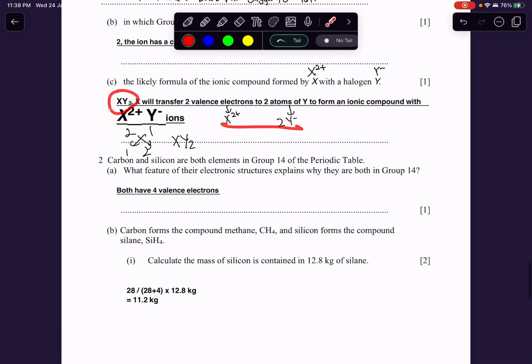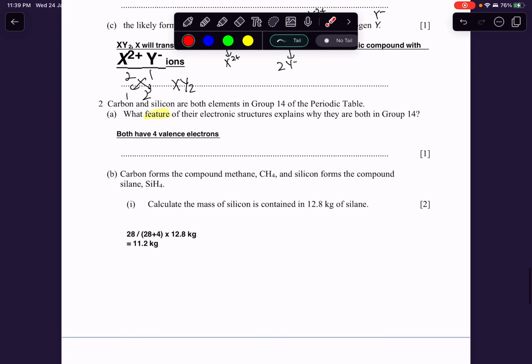Question 2A. Carbon and silicon are both elements in group 14 of the periodic table. What feature of their electronic structures explains why both are in group 14? Remember, the ones digit of the group number equals the number of valence electrons. Carbon forms the compound methane and silicon forms the compound silane.